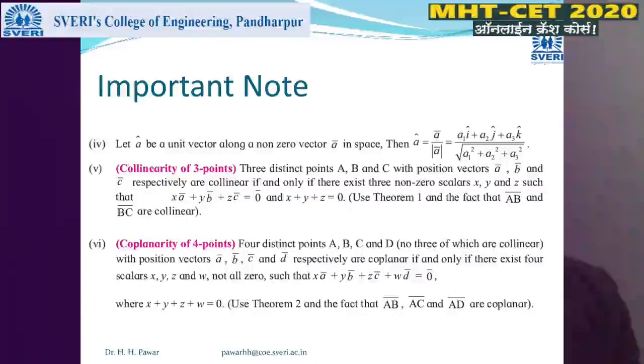Similarly, the condition for coplanarity of 4 points is: 4 distinct points A, B, C, D with position vectors a bar, b bar, c bar and d bar are said to be coplanar if and only if there exist 4 scalars x, y, z, w, not all 0, such that x a bar plus y b bar plus z c bar plus w d bar is equal to 0, where x plus y plus z plus w is equal to 0.